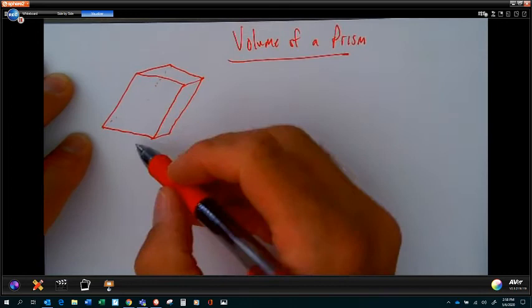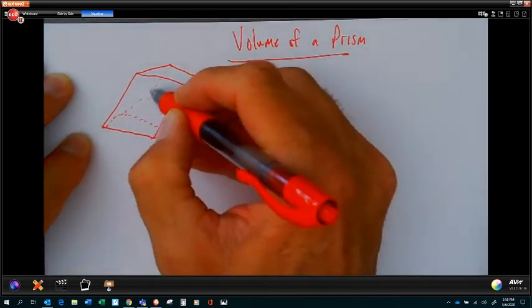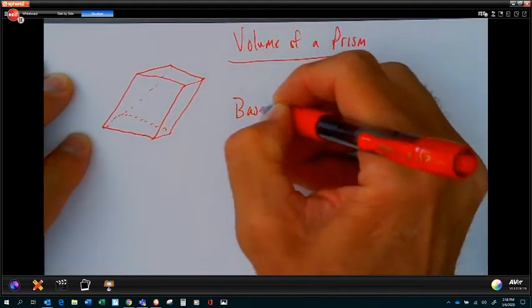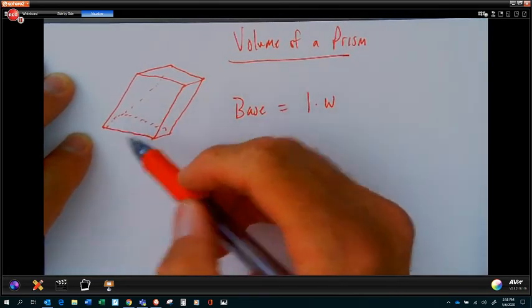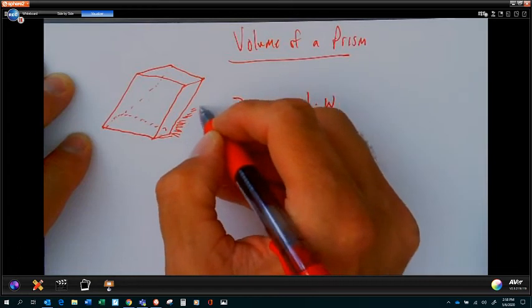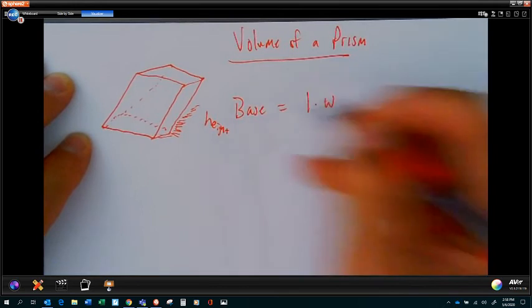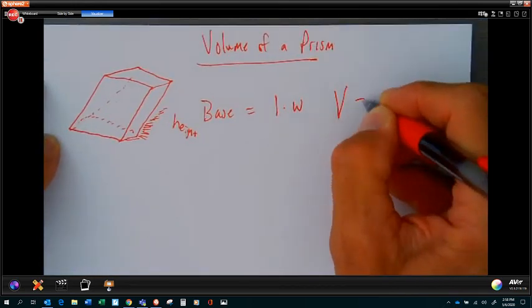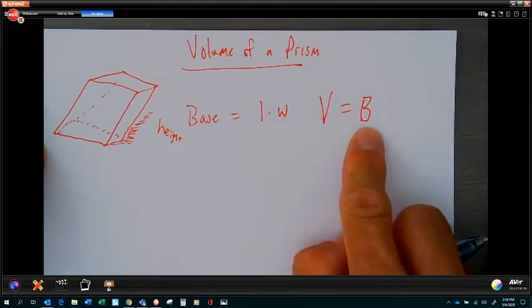Another way to think about it is you've got the base down here. It's the same as what you see here. Your base is equal to your length times your width. So to get the volume, you're just going to stack a number of these bases on top of each other. That's how you get your height. And so basically, I like looking at the volume of a prism and most other things. The volume is equal to the base, which is a big B, times the height.